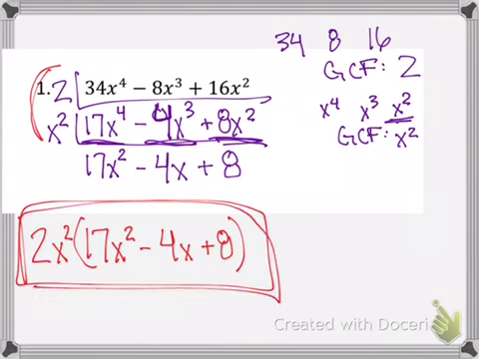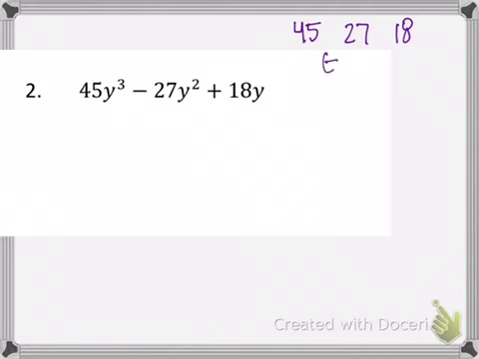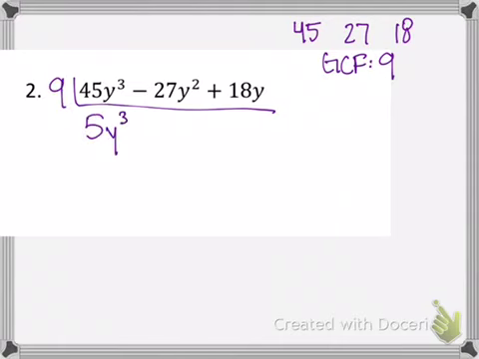Number 2, 45y to the third, 27y to the second, and 18y. My greatest common factor between those three is 9. So let's divide by 9. 45 divided by 9 is 5y to the third. 27 divided by 9 is 3y to the second. And 18 divided by 9 is 2y.